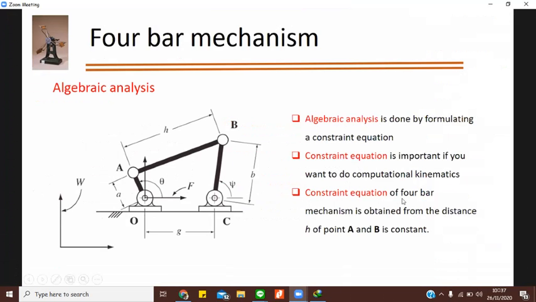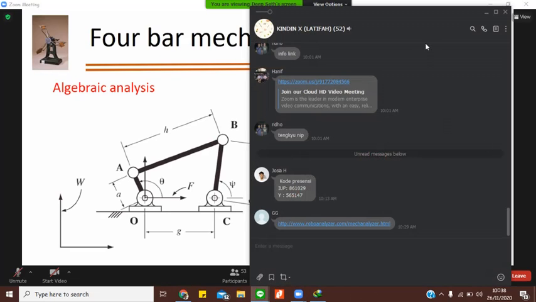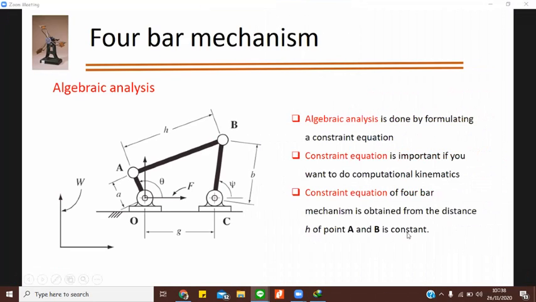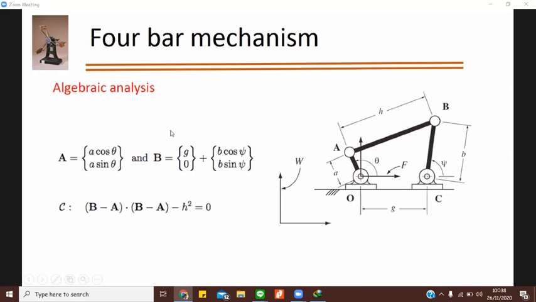So the constraint equation of a 4-bar mechanism is obtained from the distance h. Our main concerns are A and B because O and C are fixed. So the distance between points A and B will always be constant because it's a fixed rigid link. Just your points A and B are moving, that you should know. So here we are doing the algebraic analysis for this.